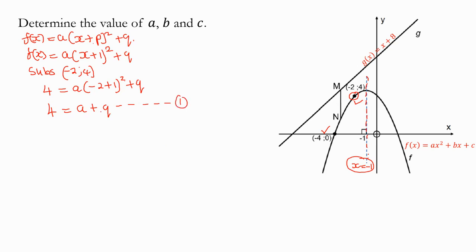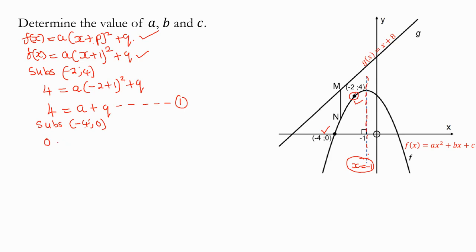Do you see that we have two variables here? We need to solve for a and q, so we need to create another equation and solve them simultaneously. How do we create another equation? We substitute into this equation the second point, (-4, 0). Be careful, your y is 0, your x is negative 4. So it's going to be 0.